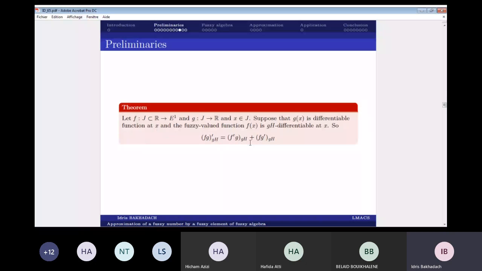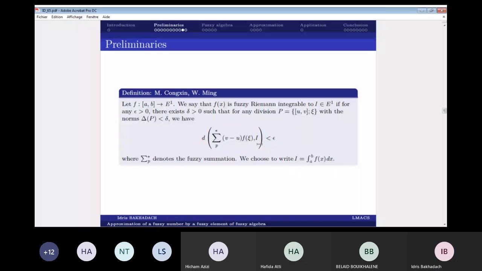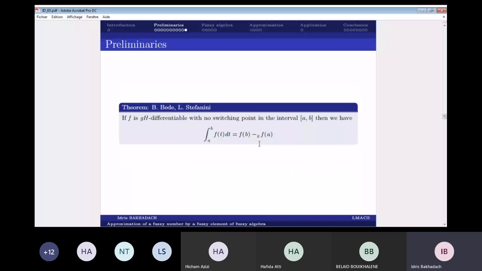The fuzzy Riemann integral is defined by these properties. And if f is GH differentiable with no switching point on the interval [a,b], we have the fuzzy integral between a and b of a fuzzy valued function equal to the fuzzy valued function at the point b minus, in the GH sense, the fuzzy valued function at the point a.